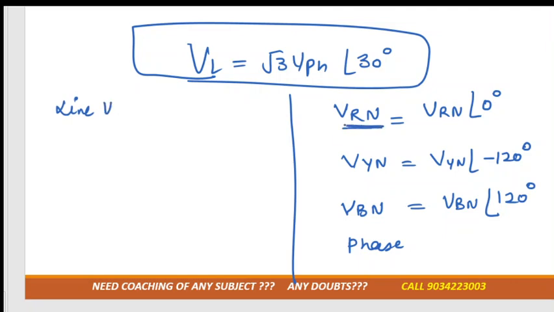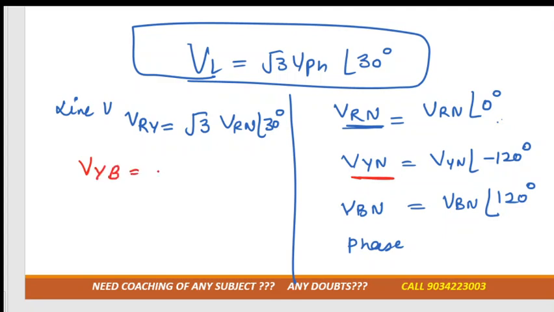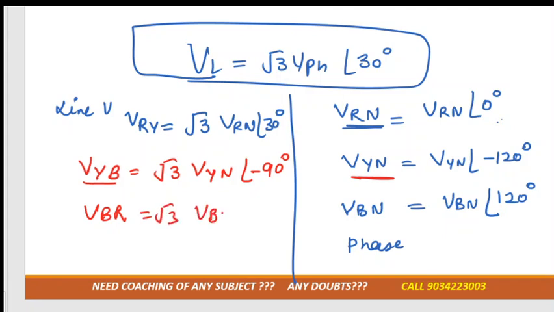Now from this phase voltage, I need to calculate line voltage. For VRN, we'll consider VRY. VRY is root 3, VPH is VRN, angle would be 30 degree. I add 30 degree to the phase voltage angle. Next, for VYN, that is VYB, root 3 as it is, angle would be minus 120 plus 30, that is minus 90 degree. And for the next, VBR, root 3 as it is, VBN, angle would be 120 plus 30 degree, that would be 150 degree.